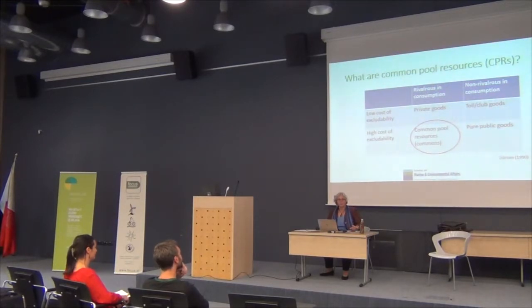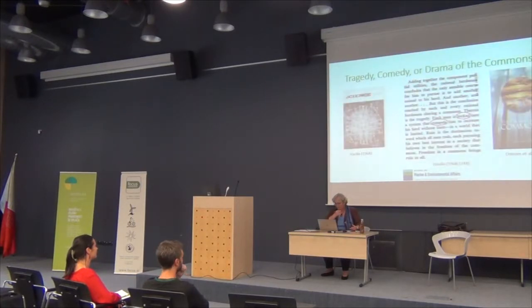Here's my definition of what a common pool resource is, or rather Elinor Ostrom's definition. I'm not going to get into it because I have barely a few minutes to talk about my research. The Tragedy of the Commons, the work by Garrett Hardin in 1968. This person was an evolutionary biologist. So how does an evolutionary biologist think about commons governance?